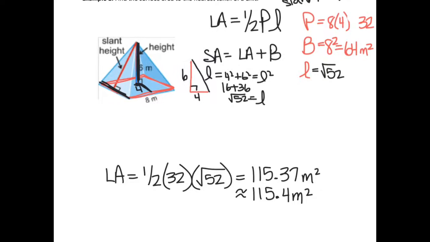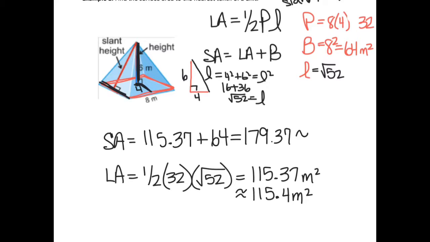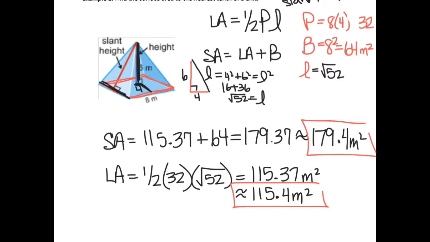Now let's look at my surface area. My surface area is my lateral area plus the area of the base. So my lateral area, I'm going to use the unrounded measurement, 115.37, plus the area of the base, 64, and that equals 179.37, which rounded is about 179.4 meters squared. All right, let's do the next one.